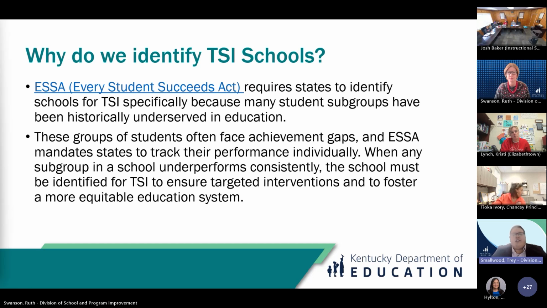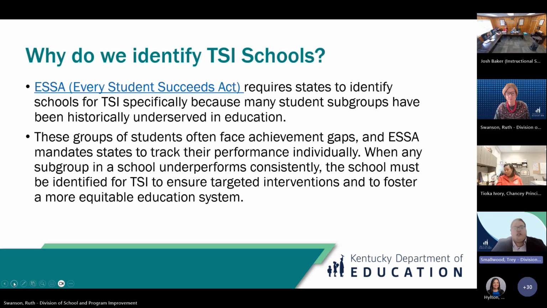So, big question we're always asked is, why do we identify TSI schools? This is a federal requirement. It comes from the Every Student Succeeds Act, and it requires us to identify schools for TSI specifically because many student subgroups have been historically underserved in education. So these groups often face achievement gaps, and ESSA has mandated states track their performance individually. So when any subgroup in a school underperforms consistently, the school must be identified for TSI to make sure that they have targeted interventions for those students and to foster a more equitable education system.